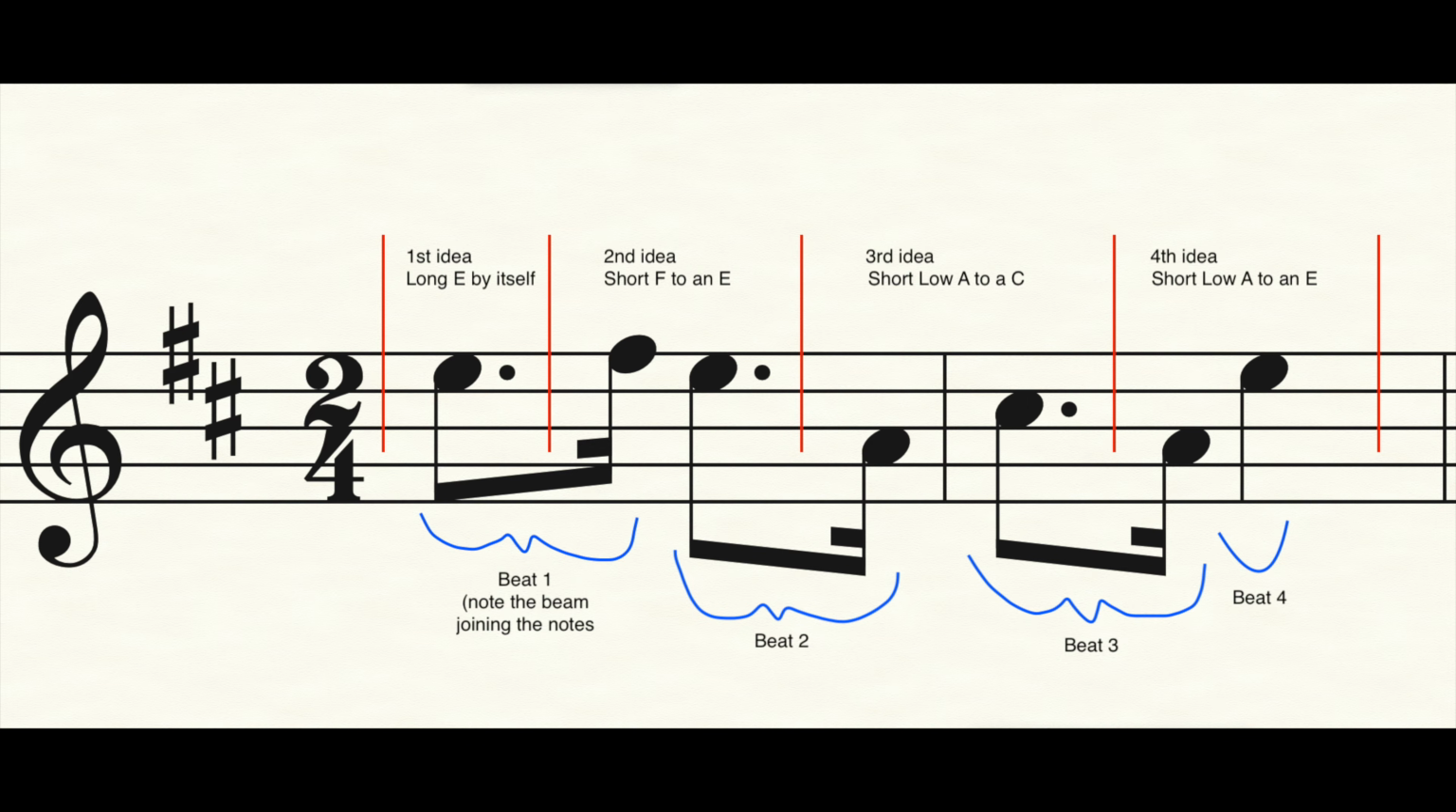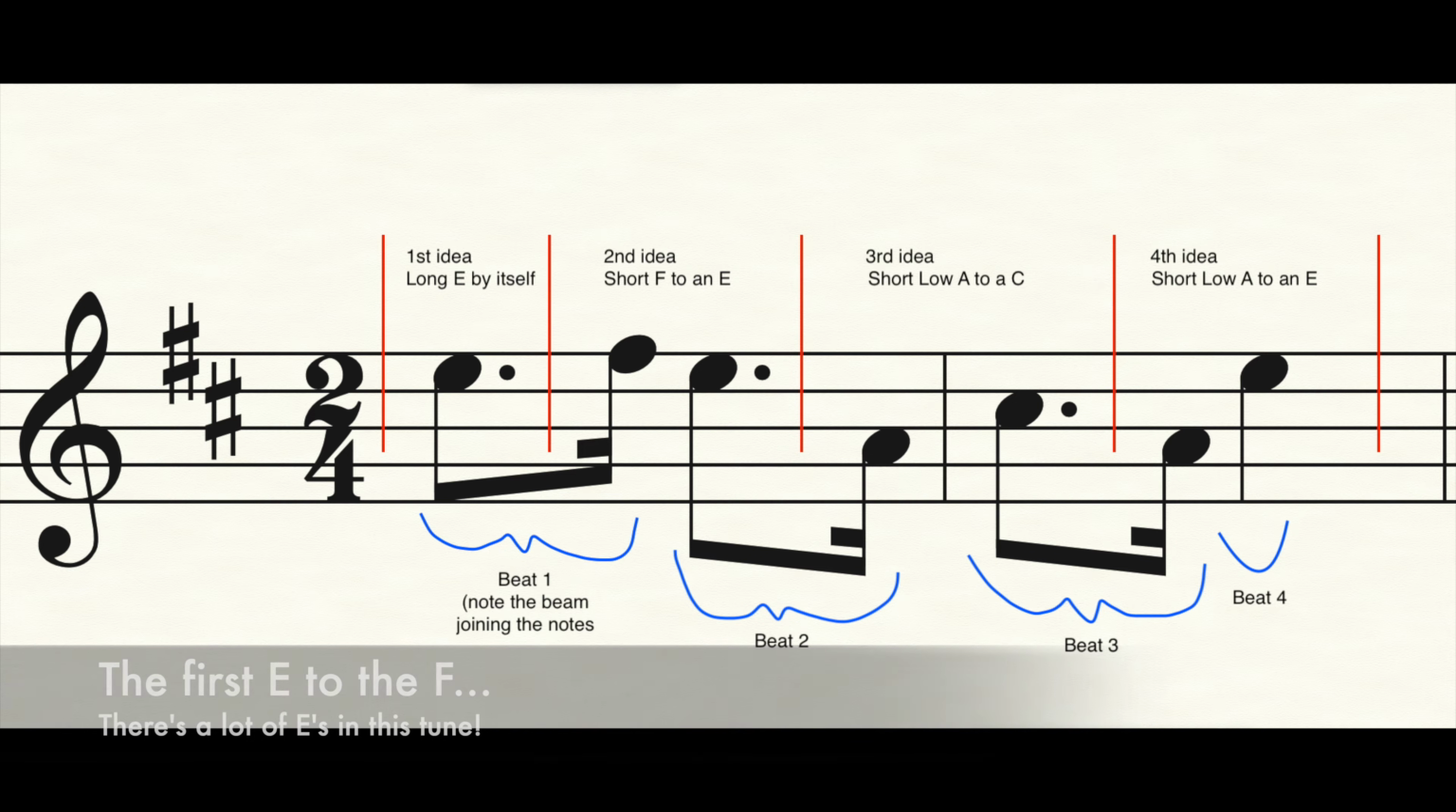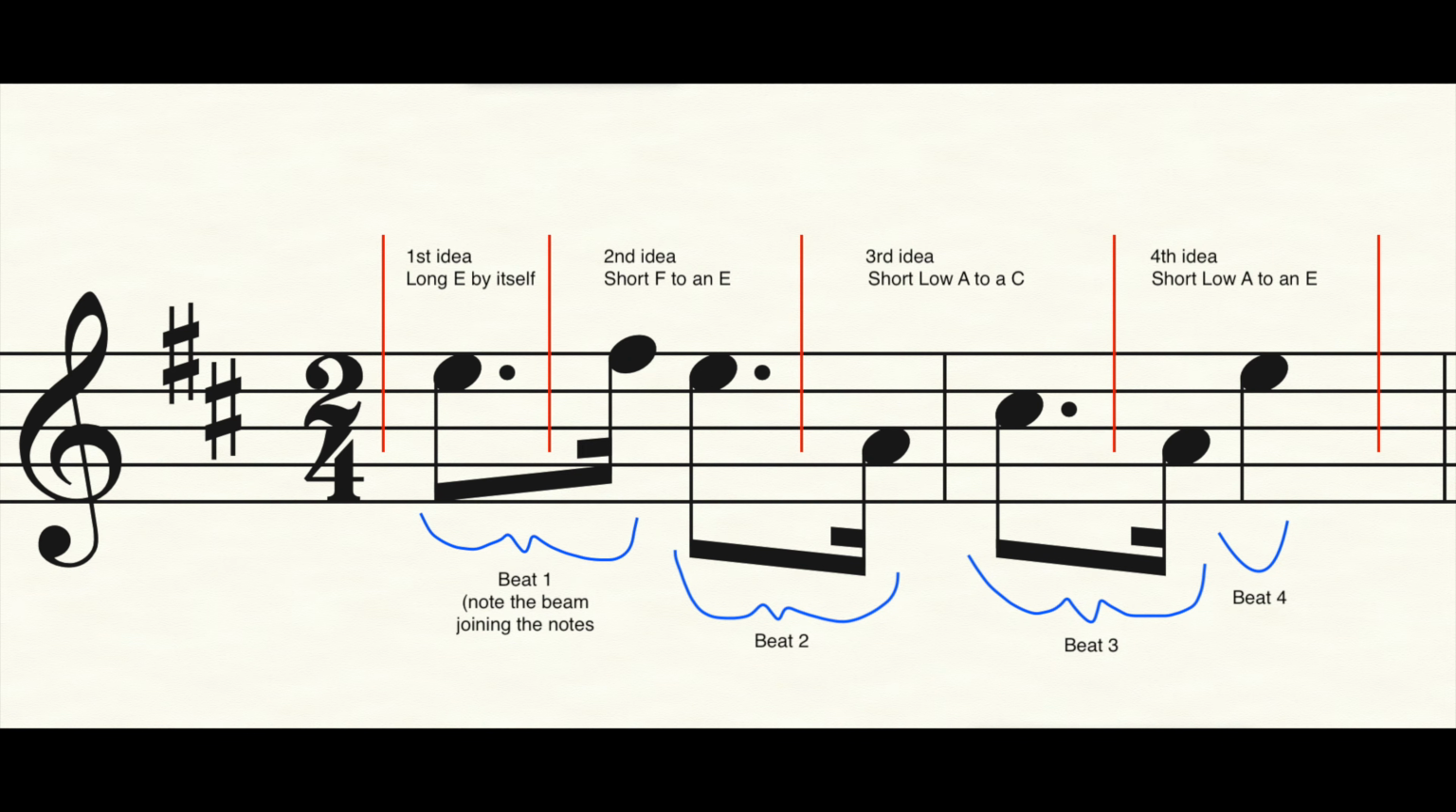So again, the F to the E, that second to third note, they're more related than that E is to the F. That E, nice long note by itself. F to E, that's its own idea. It's its own little musical bit. E, F, E, A, C, A, E. And if you start thinking about it like that, it can make a lot more sense.